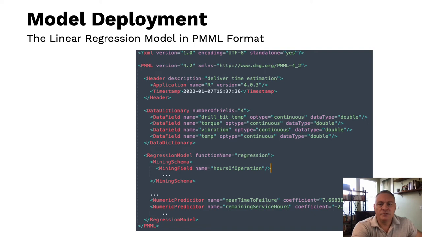This slide shows the PMML of our machine learning model. As you can see, it specifies the machine learning model type as a linear regression model, and the feature vector is captured in the data dictionary section and includes four different sensor readings, as shown here: two temperature readings, a torque reading, and a vibration reading. The output fields of the model are listed as numerical predictors there at the bottom. In this case, we have two: mean time to failure and remaining service hours.